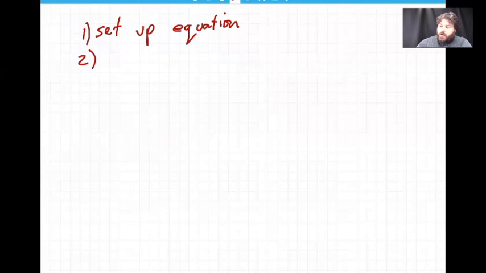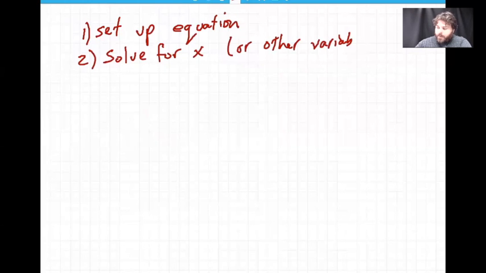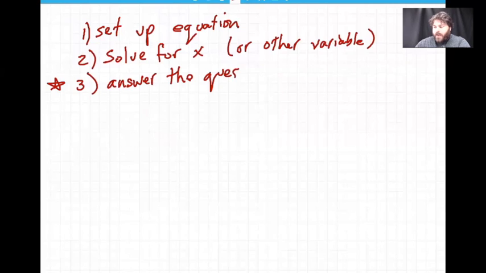Okay, the second thing you're going to want to be able to do is then solve for x or any other variable. I mean, it doesn't have to be x. X is very common. We see n a lot in geometry as well, but just solve for the variable, okay? Once you solve for the variable, you're not done. This is the part that a lot of people forget. You have to answer the question. What question are they asking? Are they asking for what is x, right? Do they say what is x? If that's the question, then you find x and you're done.